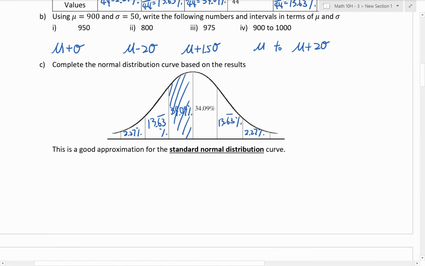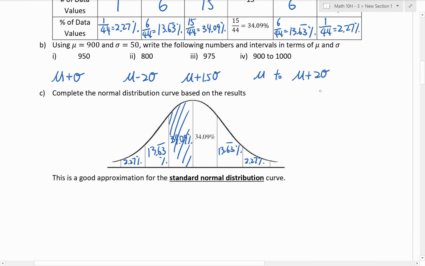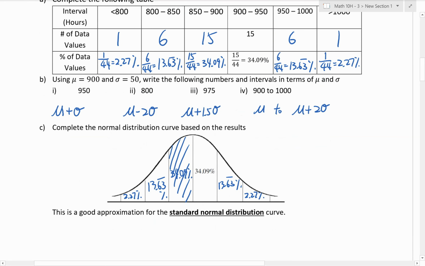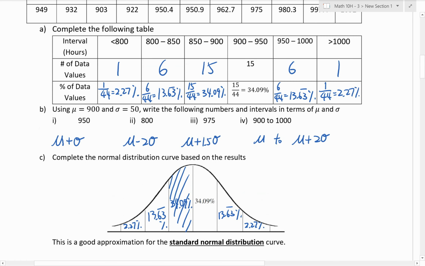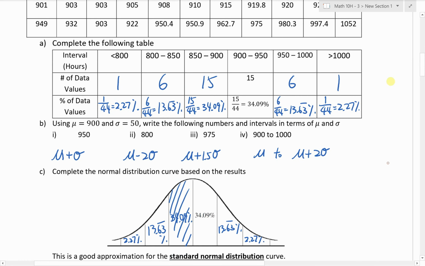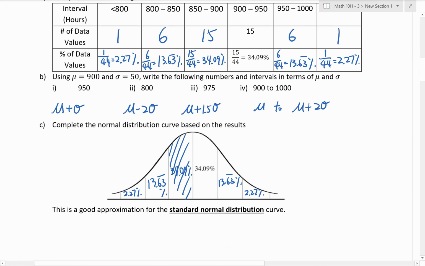Part C, let's go back to this. This is the normal curve that we just graphed. That's what a normal curve looks like. And in the bottom here it says this is a good approximation for the standard normal distribution curve. So this is the standard normal distribution. Now, when we draw graphs for situations like these, sometimes it might not be exactly a normal curve, but relatively speaking it will be close, and we can approximate it using a normal curve.